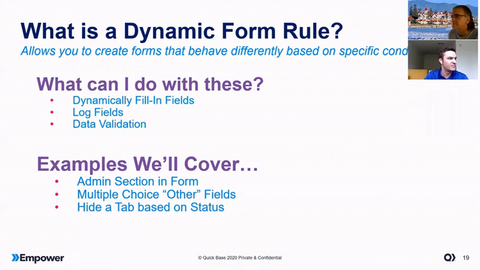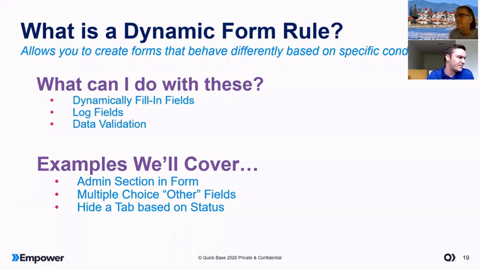Some common use cases for form rules are data validation. You're actually able to prevent someone from saving a record should there be a discrepancy in data. One example being maybe a start date field is inputted to be a date after an end date, and that would be bad data, so you wouldn't want to allow someone to save that record. You're able to log fields using form rules, and you can dynamically fill in the value of one field based on the selection of another. So those are just some common examples of when these come in handy.